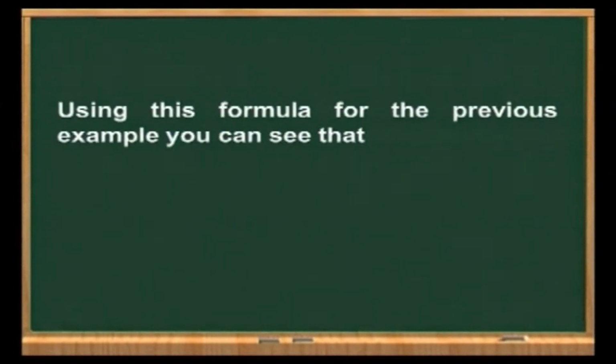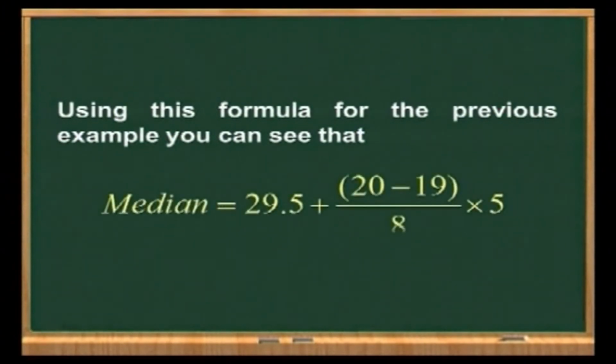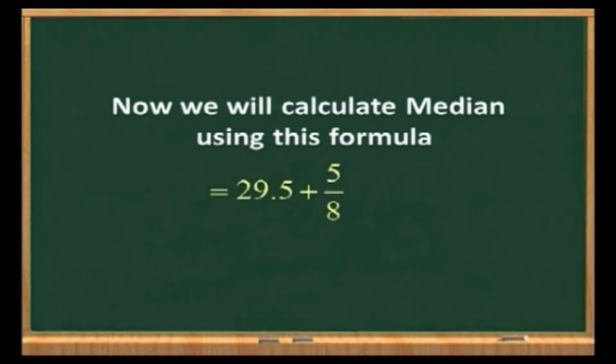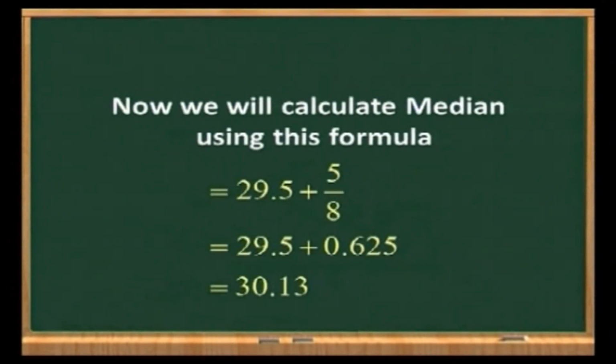Using this formula for the previous example, you can see that the median is calculated as 29.5 plus (20 minus 19) divided by 8, into 5. That is 29.5 plus 5 divided by 8. It is 29.5 plus 0.625, and the median for the example is 30.13.